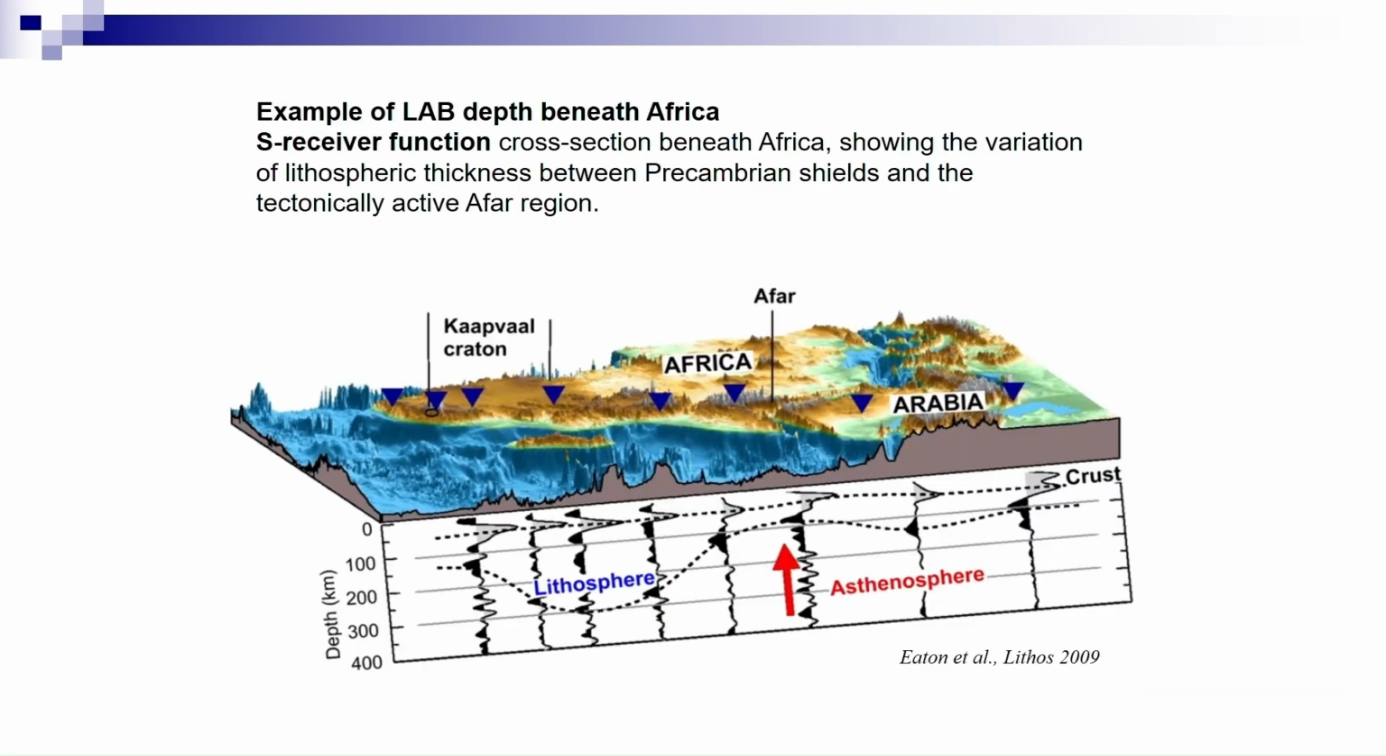This slide shows an example of LAB depths beneath Africa derived from S receiver functions. The south-north cross-section shows distinct variations of LAB depth, which reaches 300 km beneath the Precambrian shields in the south and shallows up to approximately 70 km in the tectonically active Afar region in the north.